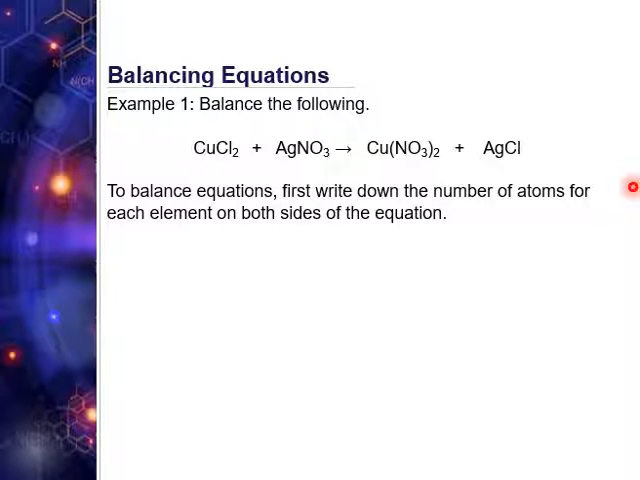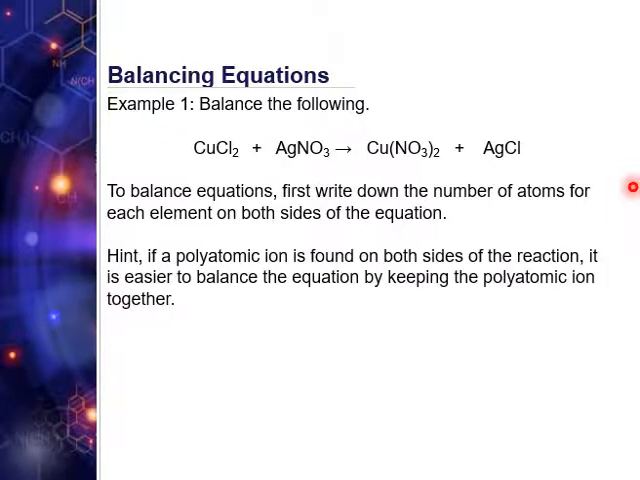To balance equations, first write down the number of atoms for each element on both sides of the equation. Hint: if a polyatomic ion is found on both sides of the reaction, it is easier to balance the equation by keeping the polyatomic ion together. Nitrate is found on the left and nitrate is found on the right. So when we go to balance the equation, we will keep the nitrate group together.